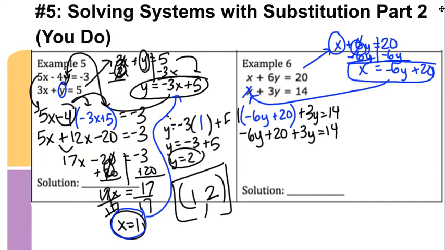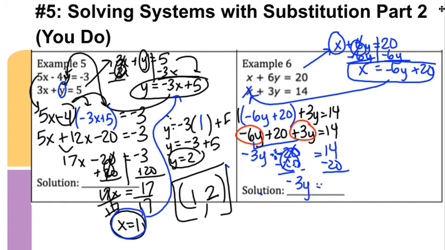I can just take them out of parentheses. I found my like terms, that's negative 6y and positive 3y. Together those make negative 3y. Bring down my plus 20, or my positive 20, equals 14. I'm going to subtract 20 and subtract 20 here. That makes a zero pair, so now I've got negative 3y is equal to negative 6.